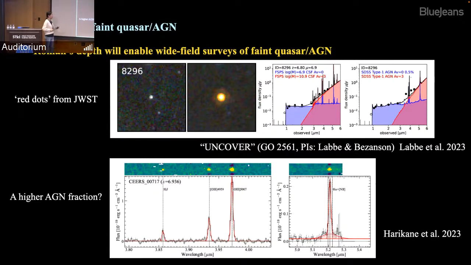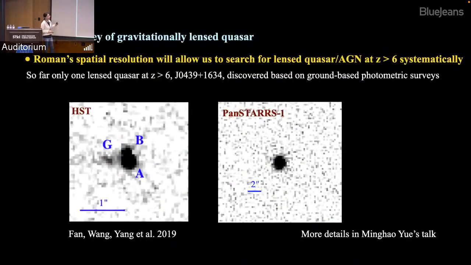Additionally, some spectroscopic observations of high redshift galaxies reveal the broad component of the H-alpha emission line. Then these observations raise a question about a higher AGN fraction at high redshift. So regarding this part, we will have an answer from Roman with a complete wide field spectroscopic survey of the faint quasars or AGN.